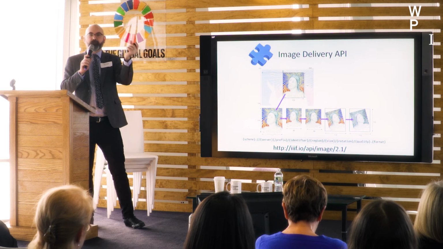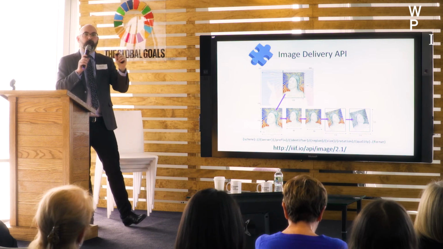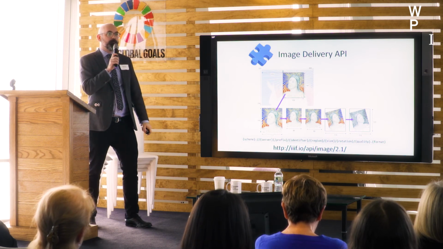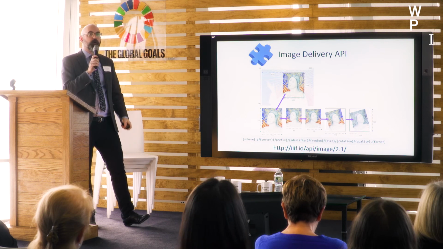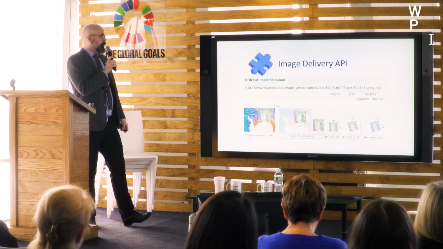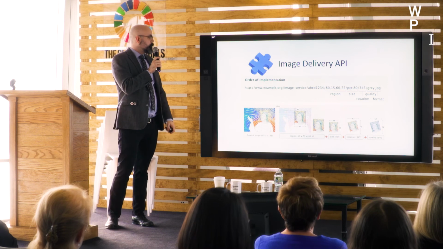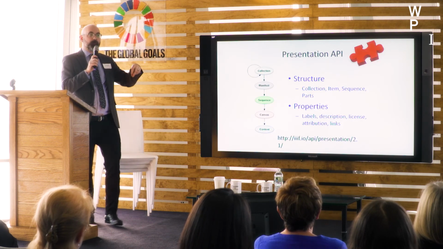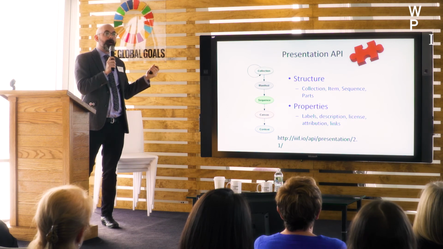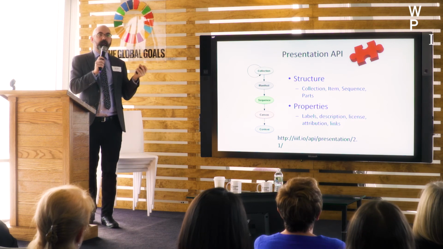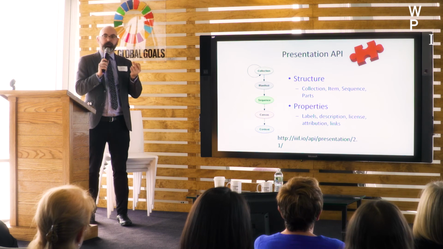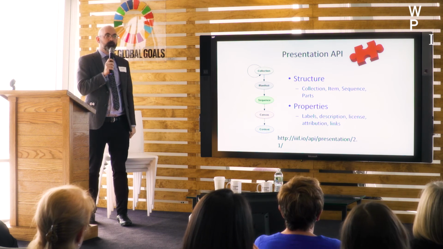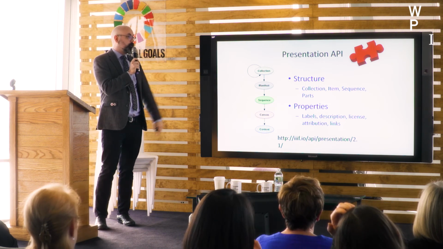It's just ways of changing a URL to deliver different parts of the image, or the entirety of the image, in a different quality, that sort of thing. These are the transformations that I was mentioning. The presentation API takes that information and then combines it with just enough metadata and structure to drive a really useful viewing experience. So it does things like structure and properties.